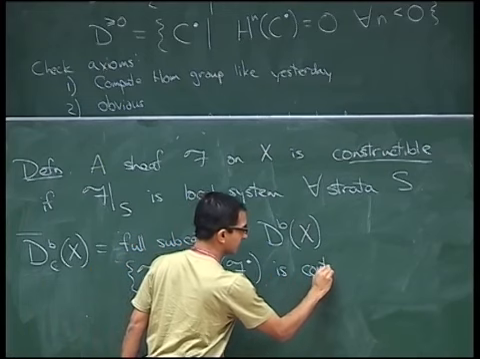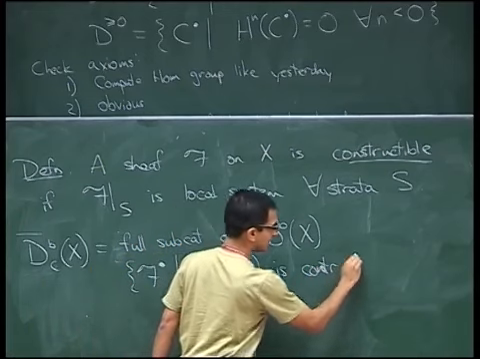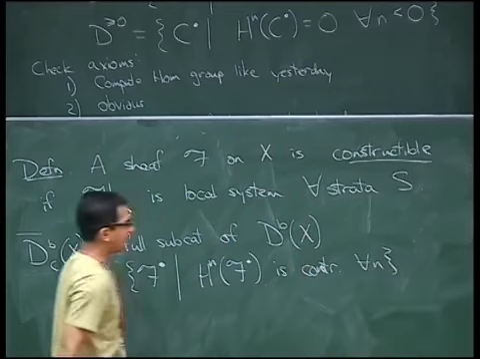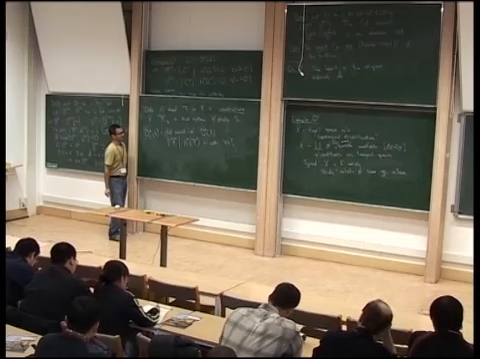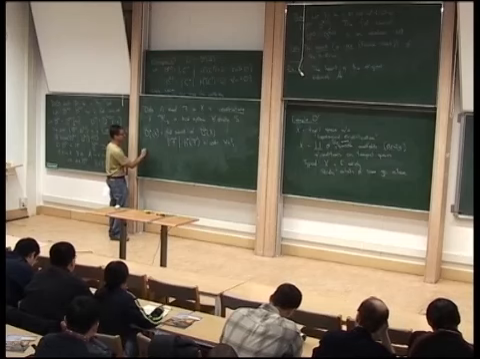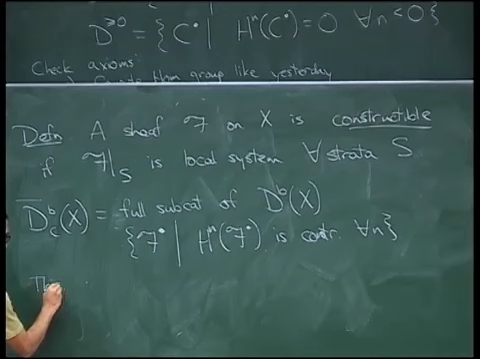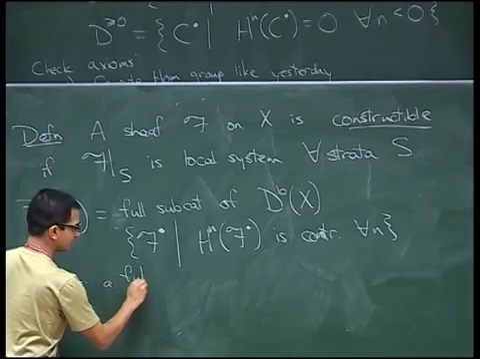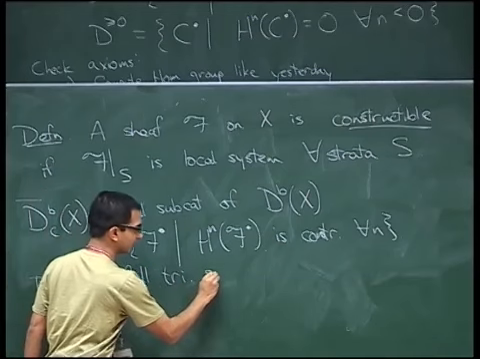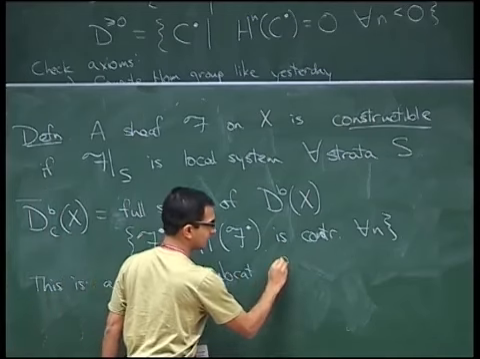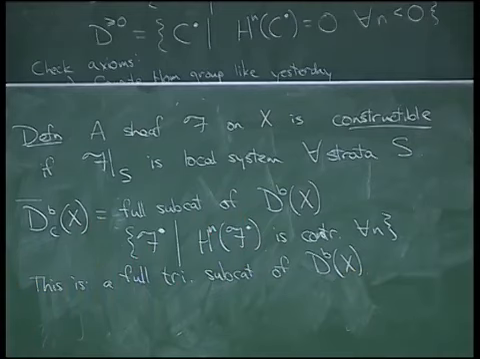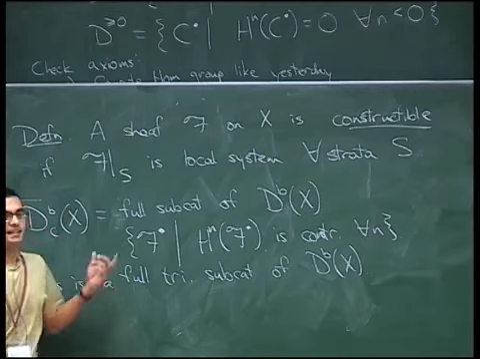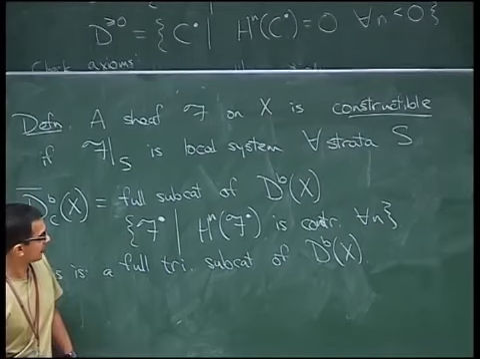So Hn of F needs to be constructible for all n. And I guess this is the first example of a triangulated category, which is not itself a derived category. So this is a full triangulated subcategory of dbx. And saying that this is triangulated has some content, just like saying that A is a full abelian subcategory of dBA has content.